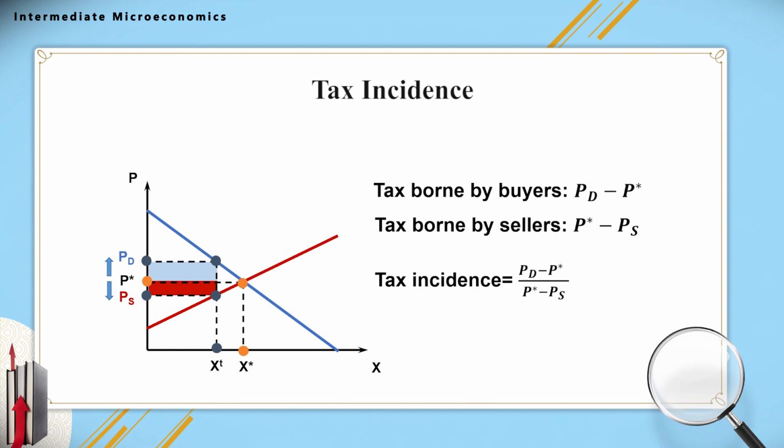If the tax is levied on the seller, it shifts the blue part of the tax burden to the buyer. If the tax is levied on the buyer, they shift the red part to the seller.